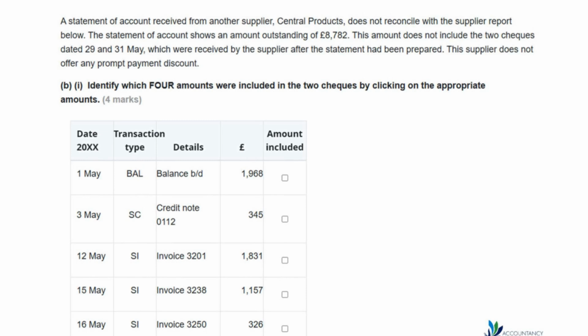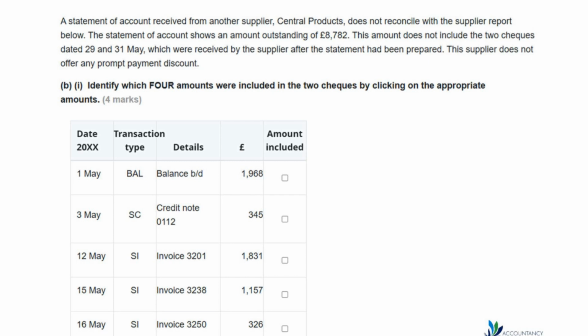Next, a statement of account received from another supplier, Central Products, does not reconcile with the supplier report below. The statement of account shows an amount outstanding of $8,782. This amount does not include the two cheques dated the 29th and the 31st of May, which were received by the supplier after the statement had been prepared. This supplier does not offer any prompt payment discounts.